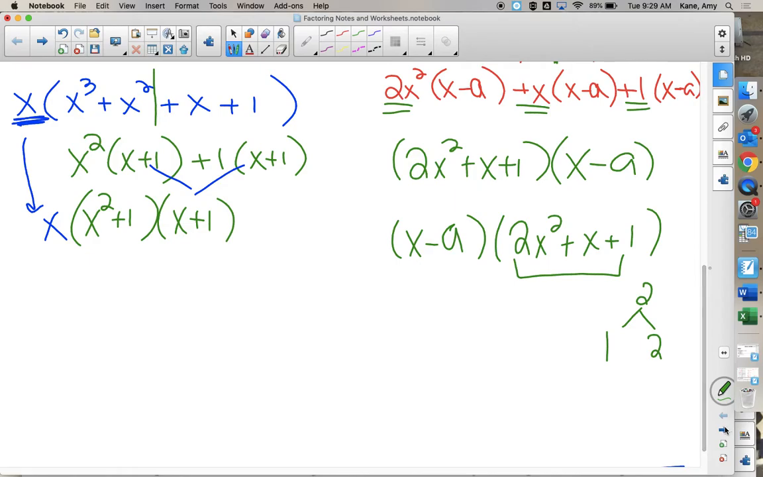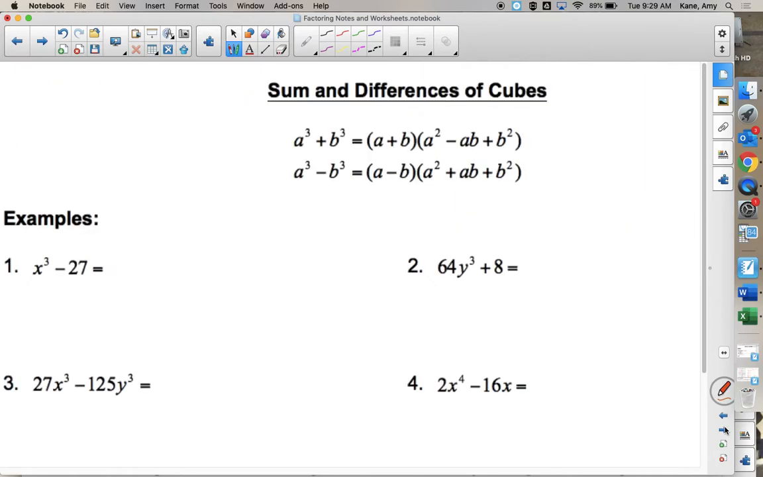All right. So the other type of factoring that we're going to give you a little refresher on goes back to chapter 5 last year when you did polynomials and you learned about the SOAP pattern. So sum and difference of cubes.